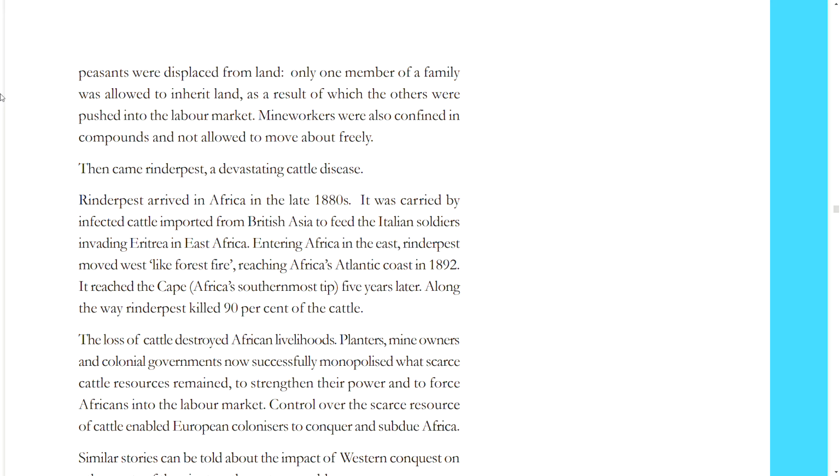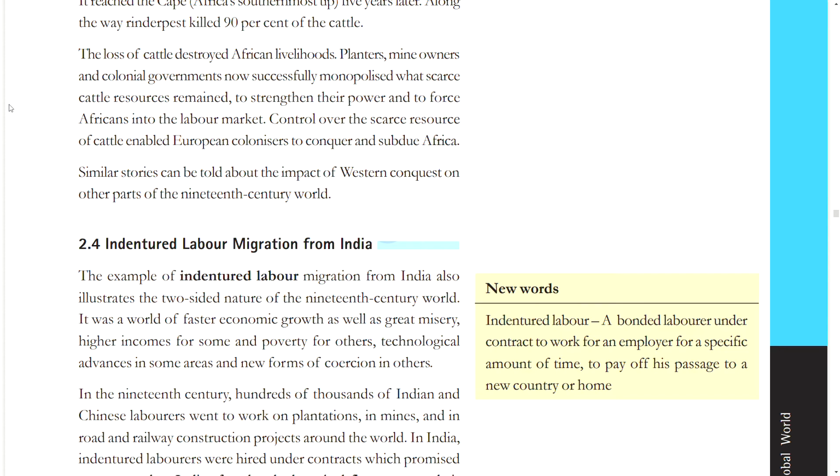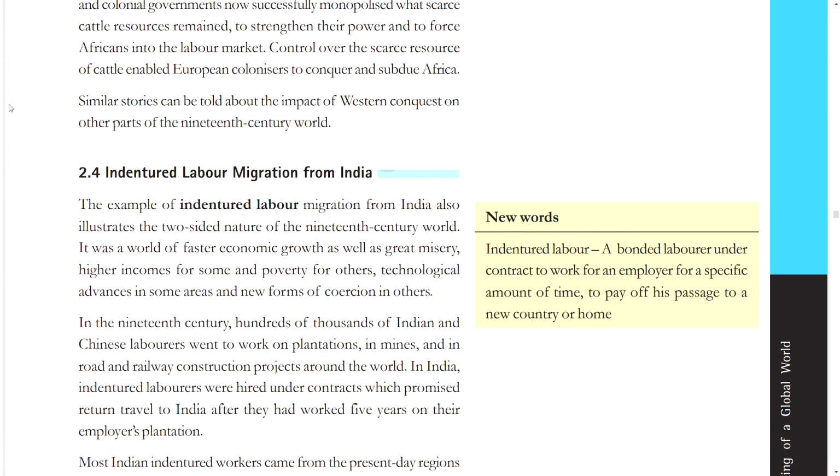The loss of cattle destroyed African livelihoods. Planters, mine owners, and colonial governments now successfully monopolized what scarce cattle resources remained to strengthen their power and to force Africans into the labor market. Control over the scarce resources of cattle enabled European colonizers to conquer and subdue Africa. Similar stories can be told about the impact of Western conquest on other parts of the 19th century world.